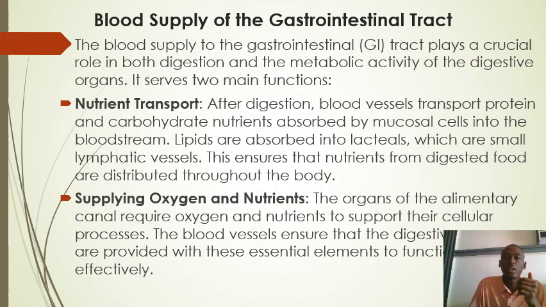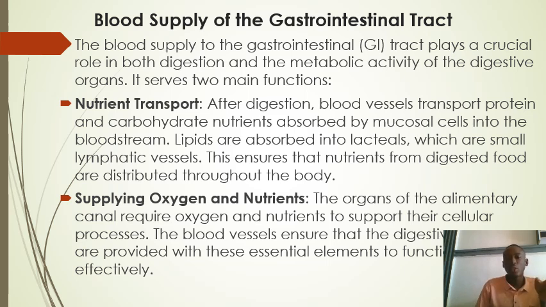Now let's talk about the blood supply of the GIT. The blood supply of the GIT plays a crucial role in both digestion and metabolic activity of the digestive organs. The blood supply serves two main functions. The first is nutrient transport, and the second is the supply of oxygen and nutrients to the organs of the GIT. If you remember when I was talking about the hepatic portal vein, which transports nutrients absorbed from the small intestine to the liver.